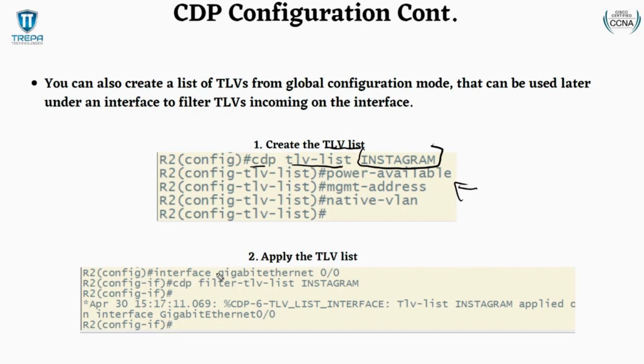And then you see here, we're going to go to this interface. And unlike an access list, we don't have to put inbound or outbound. We just put cdp filter-tlv-list and then the name.